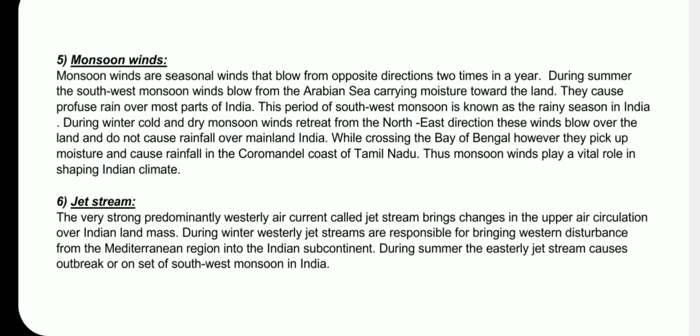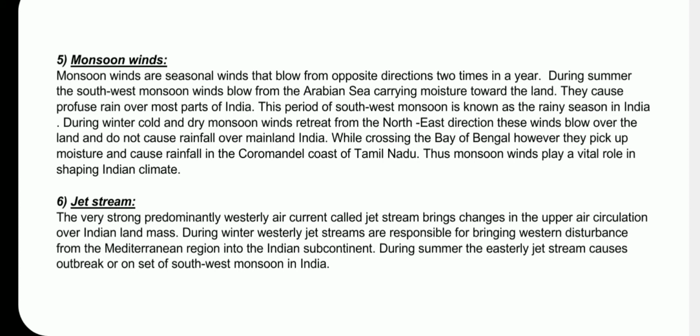During winter, cold and dry monsoon winds retreat from the northeast direction. These winds blow over the land and do not cause rainfall over mainland India. While crossing the Bay of Bengal, however, they pick up moisture and cause rainfall in the Coromandel coast of Tamil Nadu. Thus, monsoon winds play a vital role in shaping Indian climate.